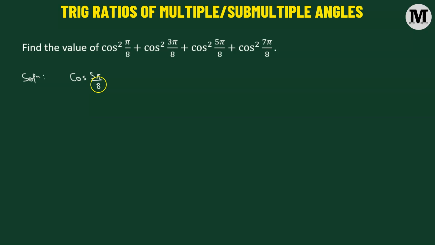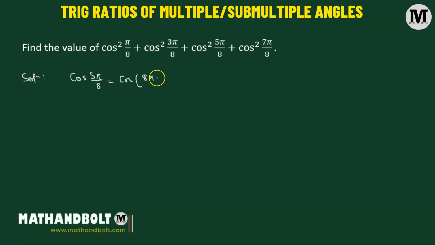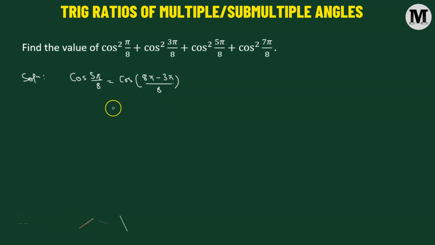Now, 5 pi over 8 can also be expressed as cosine of, so we'll rewrite 5 pi as 8 pi minus 3 pi, whole divided by 8. So this will be equal to cosine of pi minus 3 pi over 8. The reason we're writing it in this fashion is because we know that cosine of pi minus 3 pi over 8 will be equal to negative cosine of 3 pi over 8.